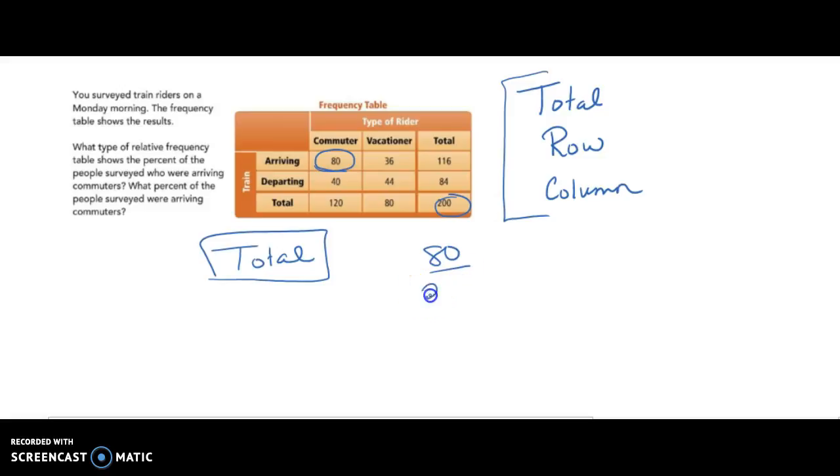And we're going to do 80 divided by 200 times 100 to find out that 40% of people who are riding on a Monday morning are commuters who are arriving at their destination.